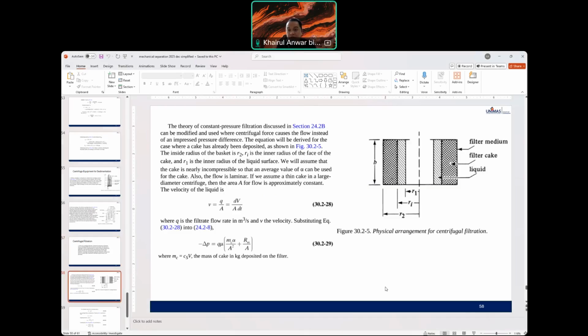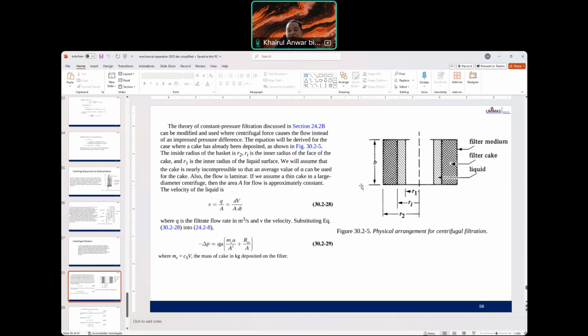For the centrifugal filtration, it is different. We have the filter medium, this is the filter cake, then the liquid here. The theory of constant pressure filtration discussed in section 24.2b can be modified and used where centrifugal force causes the flow instead of an impressed pressure difference.